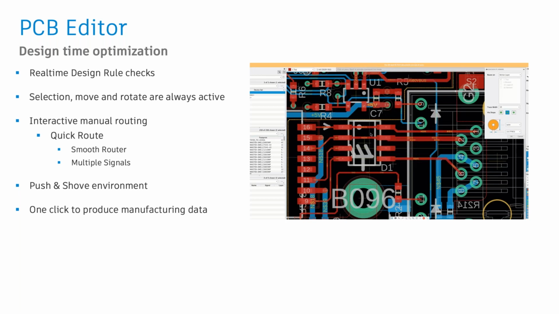Maybe you already have a board that was routed by somebody else, but you would like to optimize that routing. Well, guess what? We also have a smooth router. So if lines are already routed, you can actually smooth them out with our quick route smoother as well.